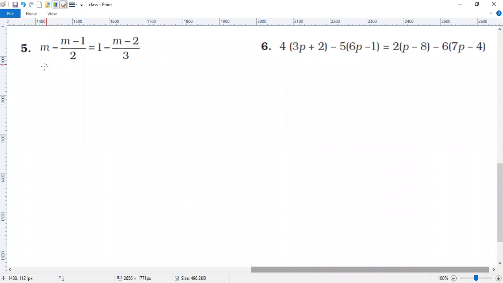See, question number 5. Here we don't have a whole division term. Rather, you have 2 terms on the left side. m is one term. m minus 1 by 2 is another term, which is separated by a minus sign. Same way here on the right side also, you have 1 and m minus 2 by 3 as the next term. So you have 2 terms on the right hand side as well. So how can you simplify? First of all, you have to group them and then take the LCM.